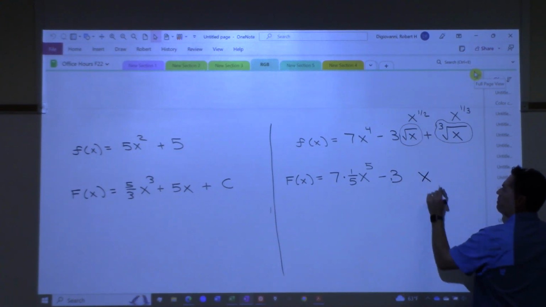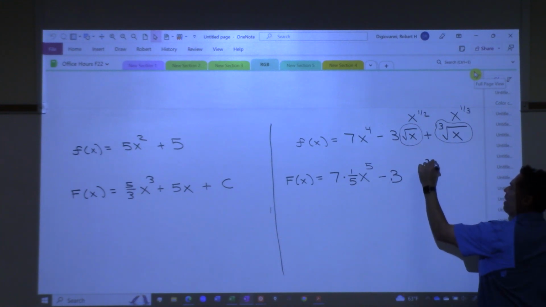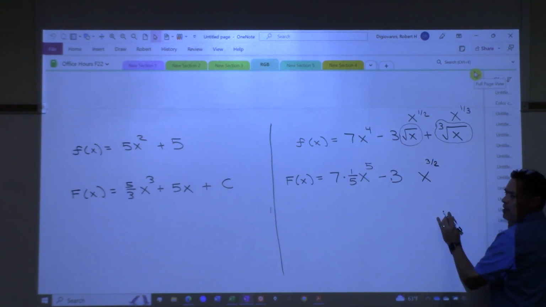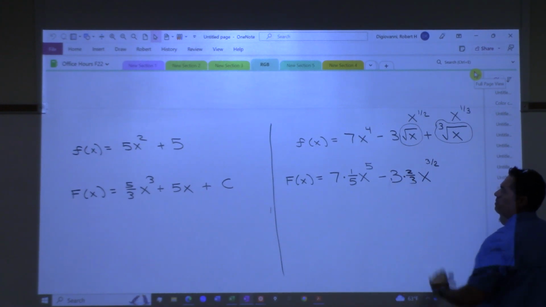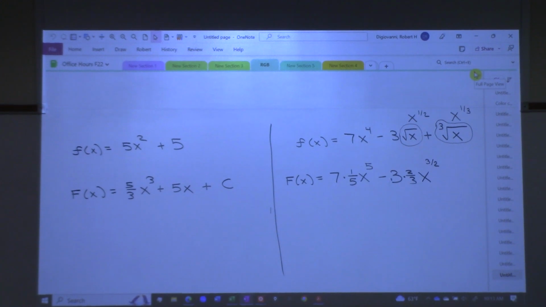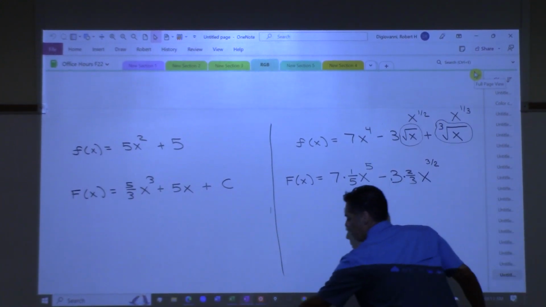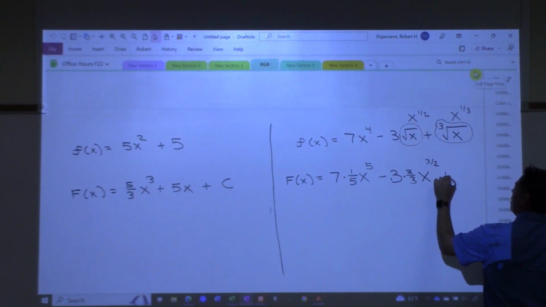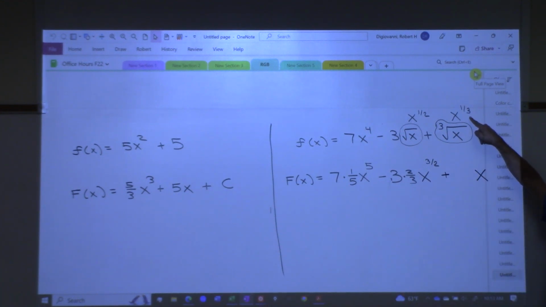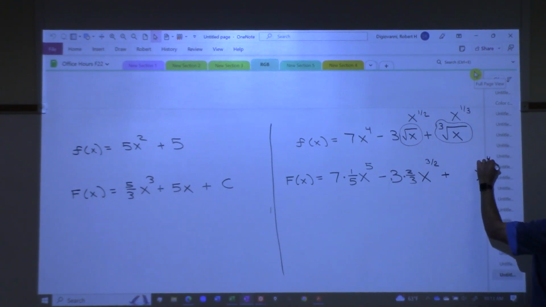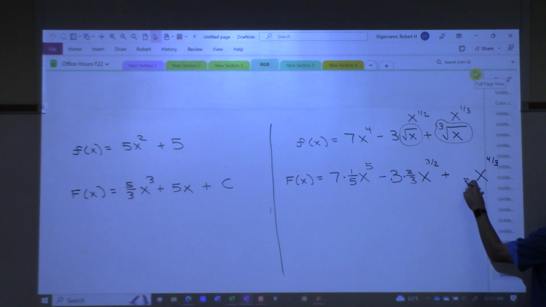Notice I'm leaving some space in front of it. X to the 3/2. And then what number goes in front? The reciprocal, right? 2/3, like that. And then on the last one, I just put plus. I need to add 1 to that power. So take 1/3 and add 1, what do you get? 4/3, right? So 4/3. And then what do I put in front? 1/4 or just the reciprocal, 3/4.